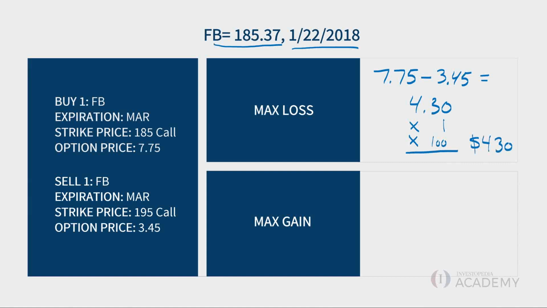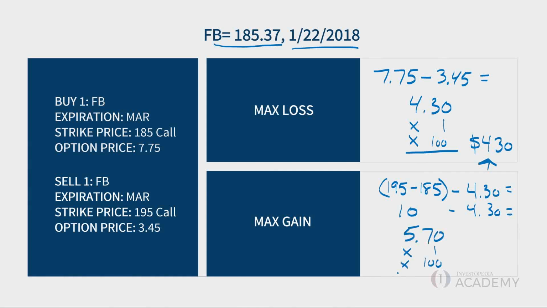So now let's go ahead and calculate our max gain. So you're going to take the difference in the strikes. So 195 minus 185, those are our call strikes. And then you're going to subtract the net premium that you spent, which also happens to be your max loss. That is going to give us 570. We're doing the structure one time, and then you're going to multiply times 100 shares of stock, and your max gain is $570. That's the most that I can make on this spread.